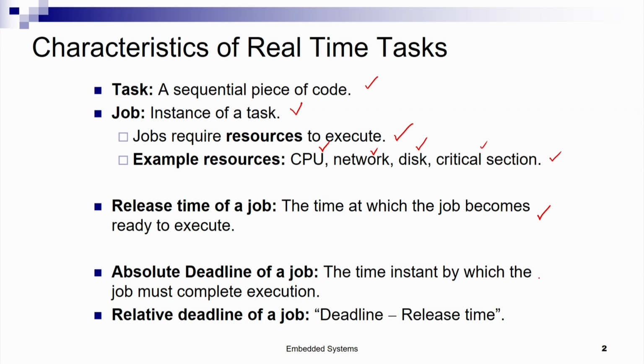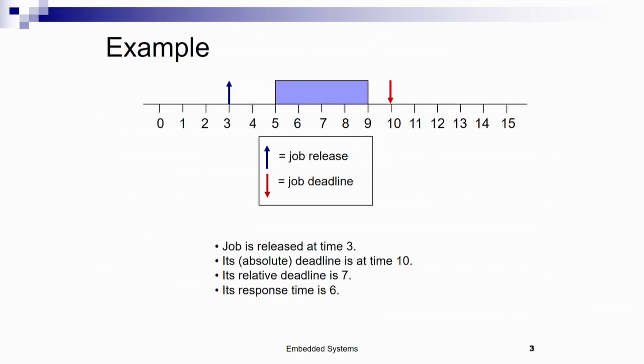Absolute deadline of a job. The time instant by which the job must complete execution is called the absolute deadline of the job. And the relative deadline of the job is the absolute deadline minus its release time.